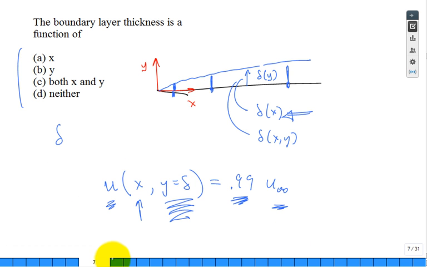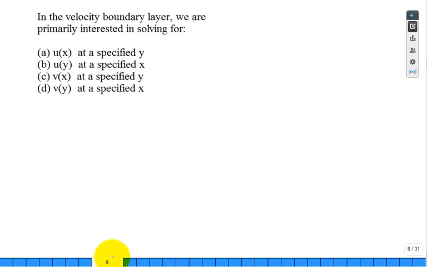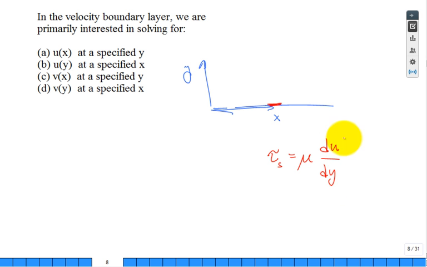Okay, now let's press forward. This question's, maybe I'll answer it. In the velocity boundary layer, we are primarily interested in solving for, well, here's our flat plate like this. This is the x going that way. This is the y going that way. What I would like to know is, at this location, what is my viscous shear stress? Tau at the wall or at the surface. To do that, I need to know the fluid property, and I need to know the rate of change of u with respect to y evaluated at that surface. Y is equal to 0.